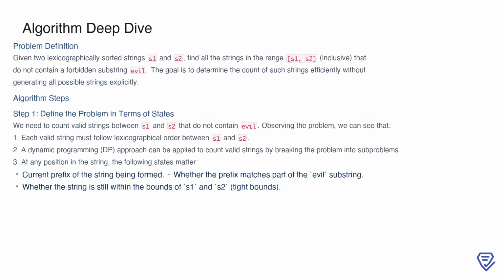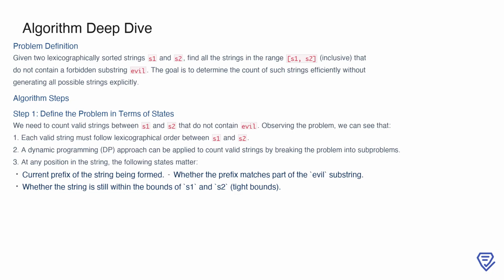To solve this problem, we are tasked with finding all strings between two given lexicographically sorted strings, S1 and S2, that do not contain a forbidden substring called evil. Instead of generating all possible strings, which would be computationally expensive, our goal is to count these valid strings efficiently. The key to this lies in breaking the problem into manageable subproblems using dynamic programming. To do this, we need to think in terms of states.